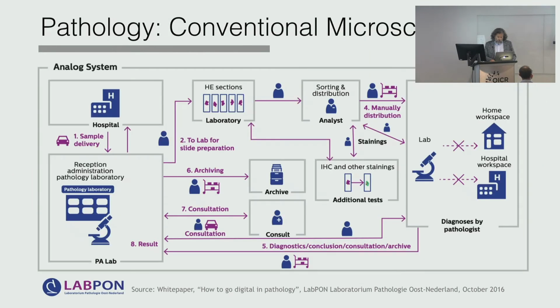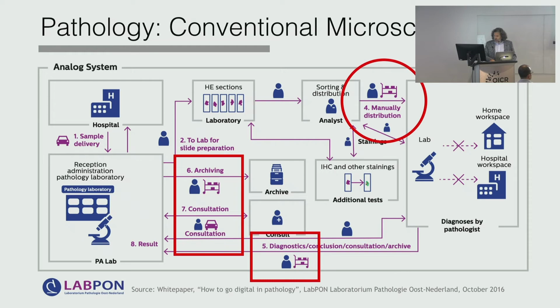So, showing you one image from the lab room, this is the complexity of conventional microscopy. I don't want to go into all the details of that. We don't have time. I just want to draw your attention to all those manual physical transportations that we do in conventional microscopy. There is the manual distribution of the glass slides from the lab to the assigned pathologist, then we archive it again manually, physically moving it around. You want to do a consultation, that's the nightmare.